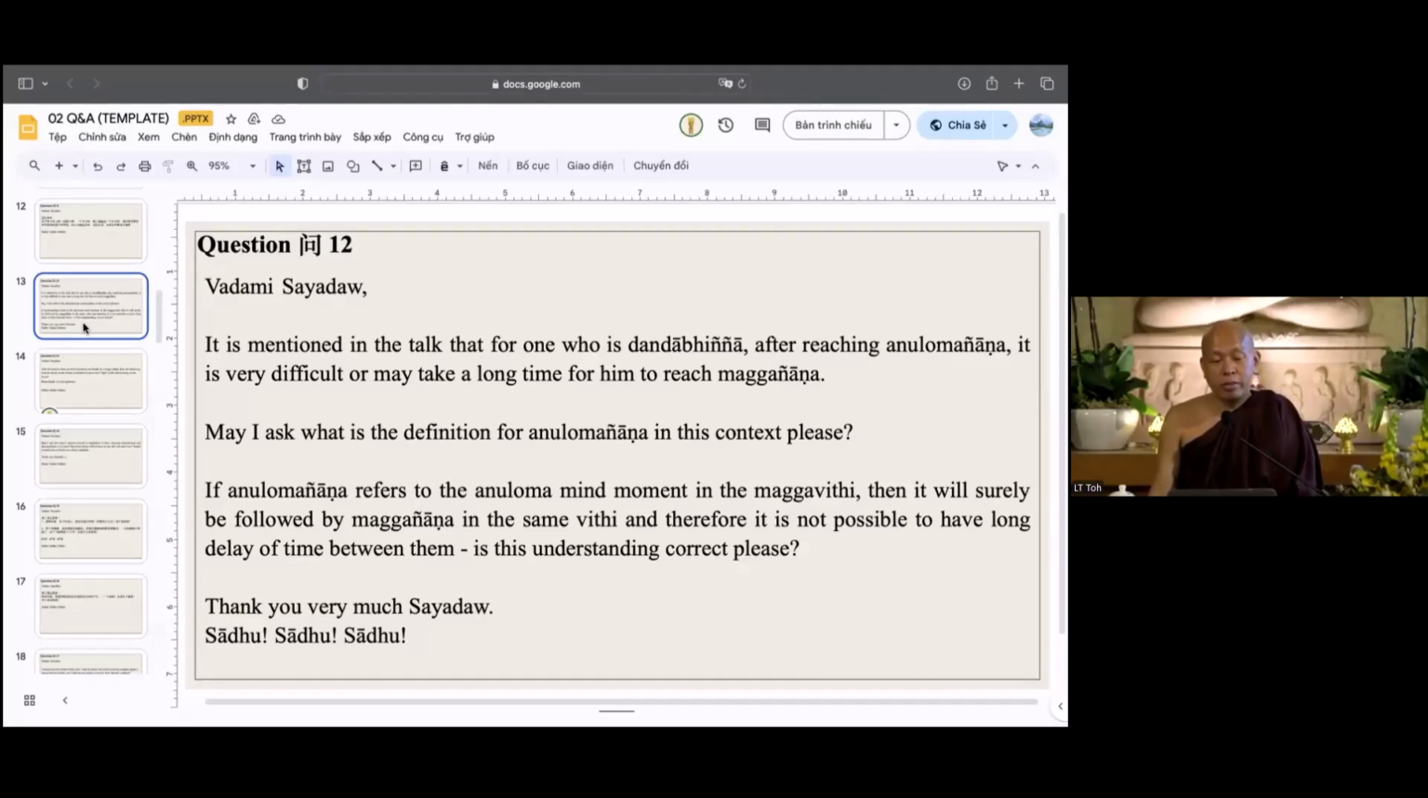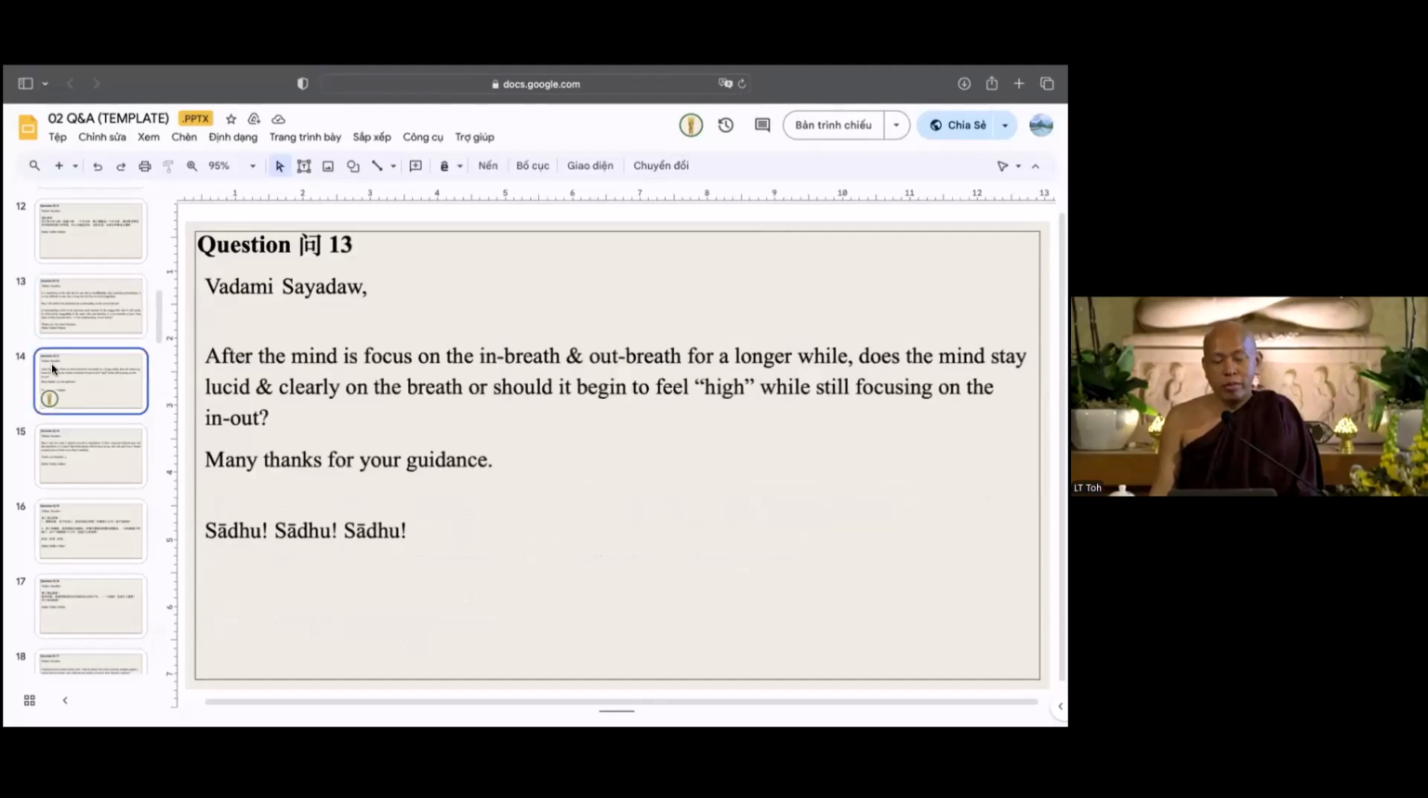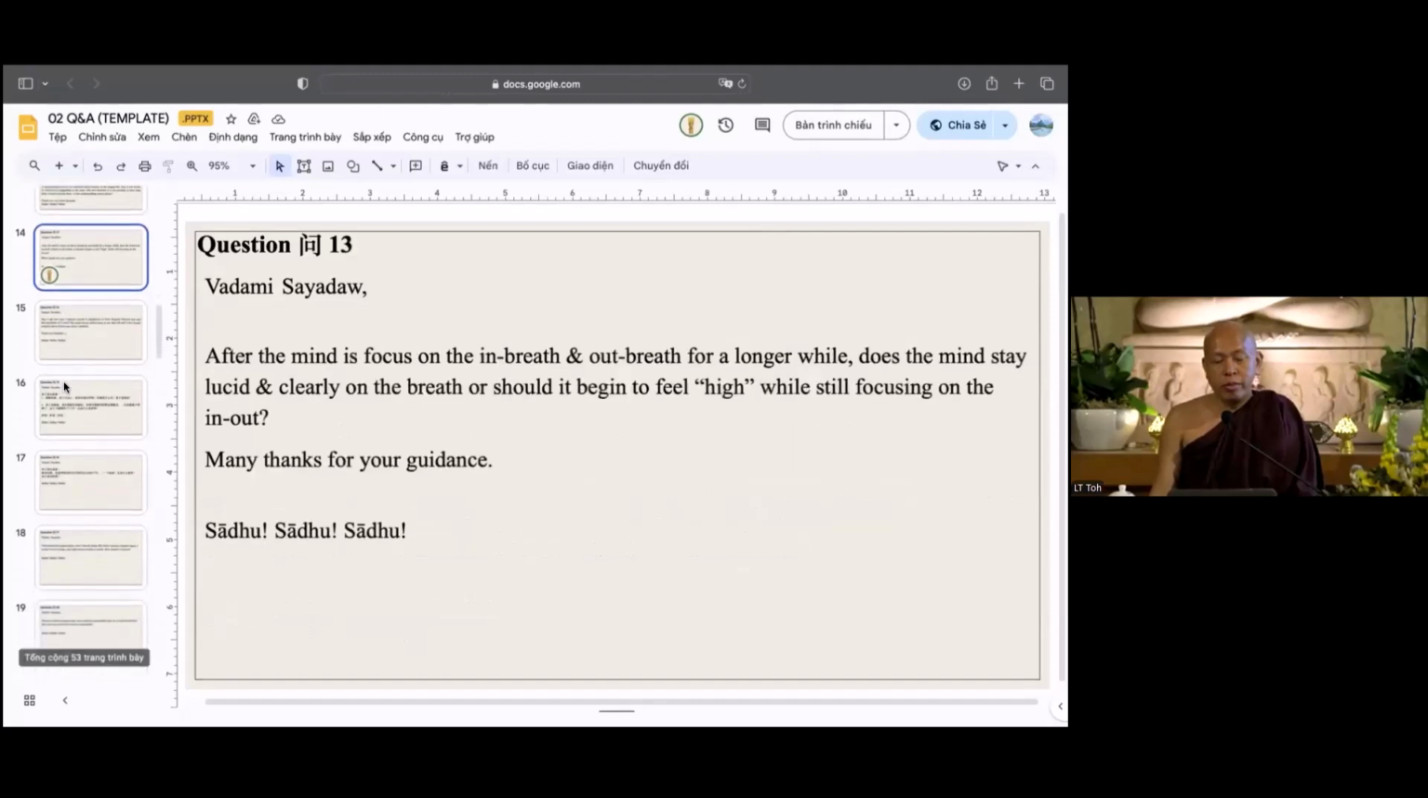So, after the mind is focused on the in-breath and out-breath for a longer while, does the mind stay lucid and clearly on the breath, or should it begin to feel high while still focusing on the in and out breath? Many thanks for your guidance. Sadhu, sadhu, sadhu.